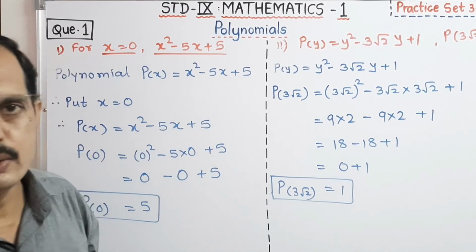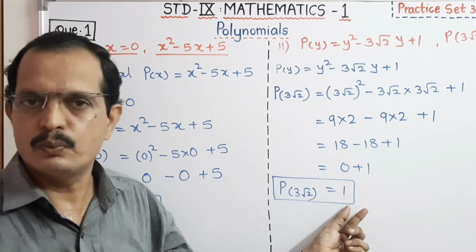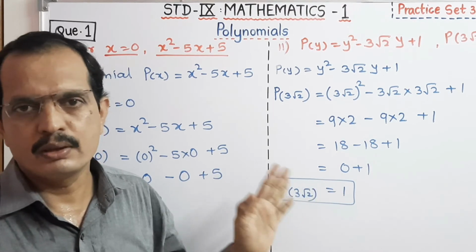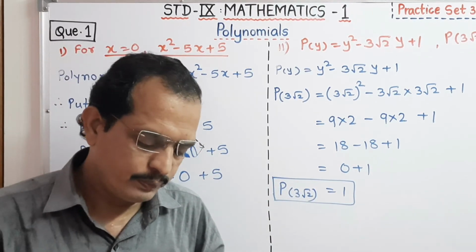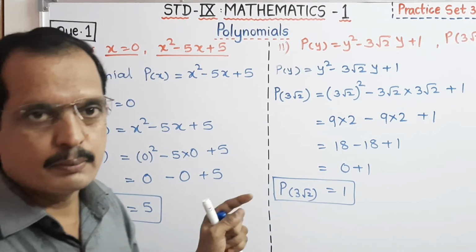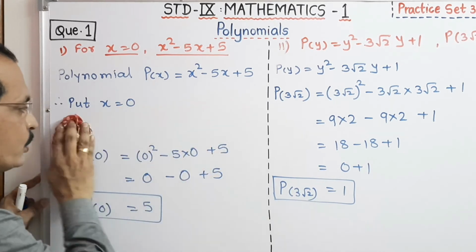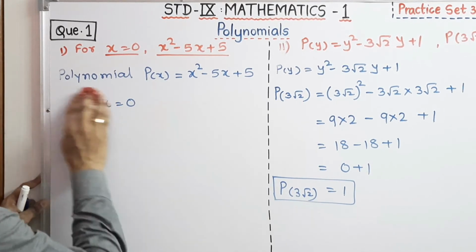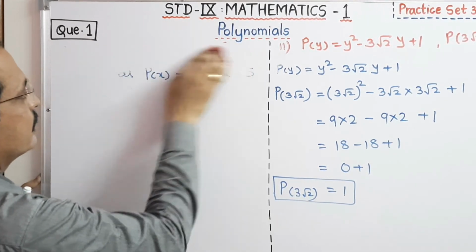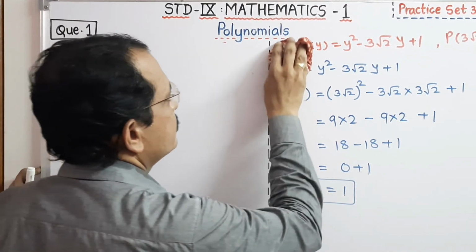That means the value of the polynomial for 3 root 2 is 1. Very simple, very interesting. Now we have to see, dear student, these are the basics. We have to use this further. Therefore, try to understand. Very simple and very interesting sums are there. Now I think you have to write this in your notebook.